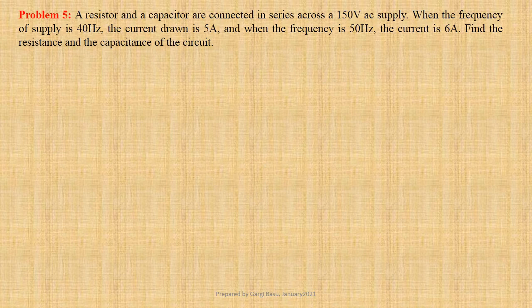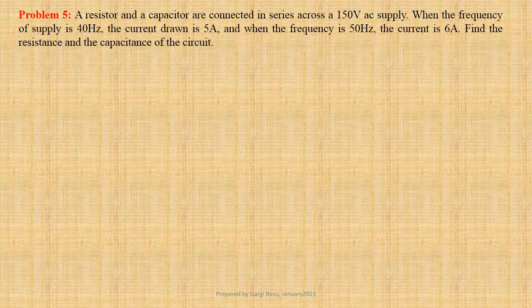Problem number 5. A resistor and a capacitor are connected in series across a 150 volt AC supply. When the supply frequency is 40 Hz, the current drawn is 5 ampere, and when the supply frequency is 50 Hz, the current is 6 ampere.